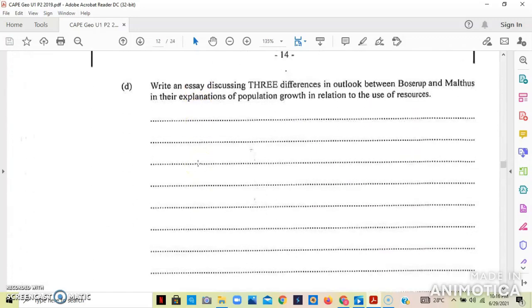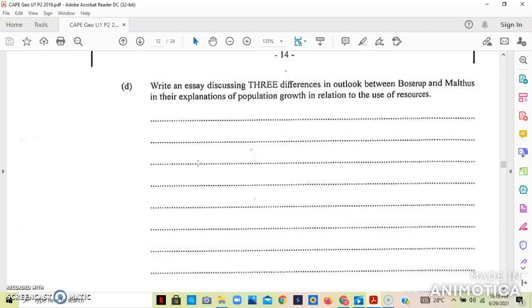So we are to write an essay discussing three differences in outlook between Boserup and Malthus in their explanation of population growth in relation to the use of resources. Now, Malthus suggests that the geometric increase in population could outstrip the arithmetic growth of food supply, and without the checks and balances of famine and war, a population would outrun the limit of the environment to support it.